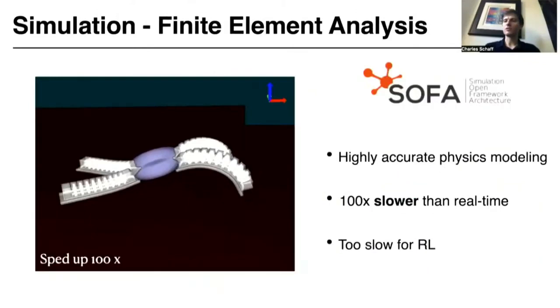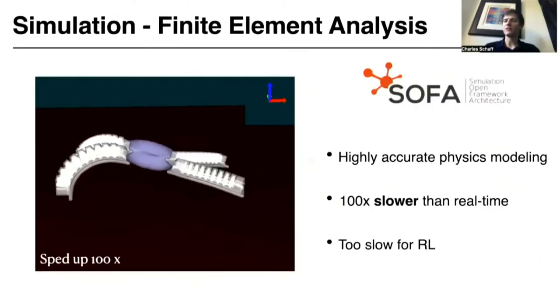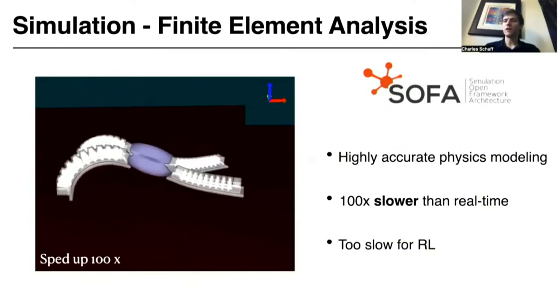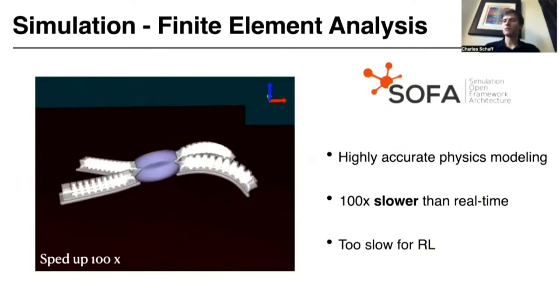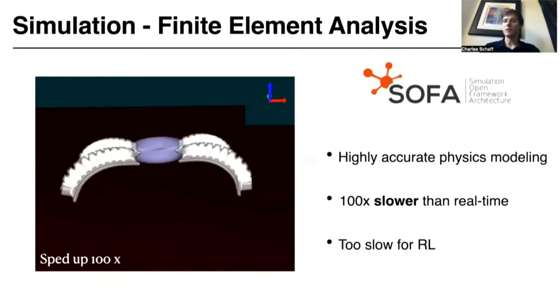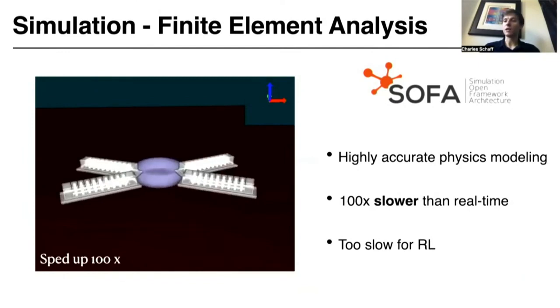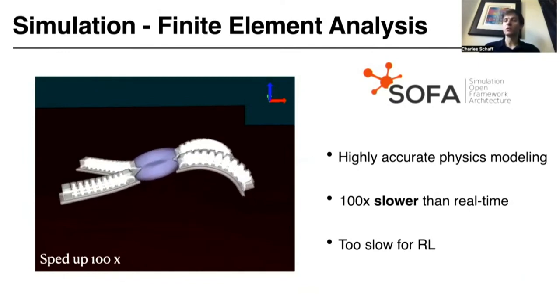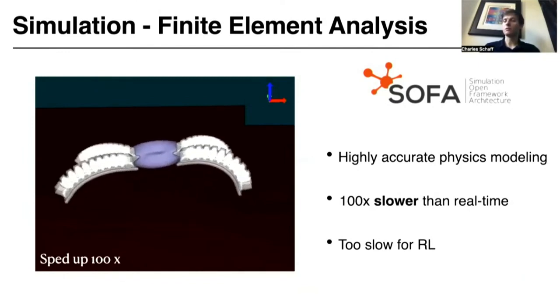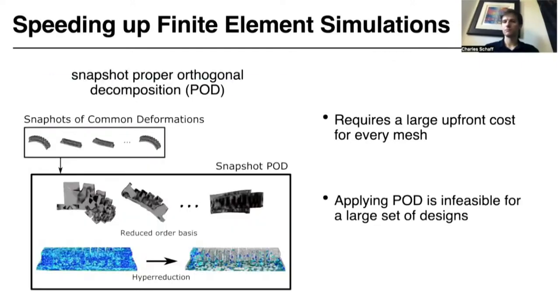With the goal of sim-to-real transfer in mind, we want to carry out this optimization within a highly accurate physics simulation. Finite element analysis provides the required accuracy, but at a large computational cost. For example, this simple quadruped scene runs 100 times slower than real time. This is way too slow for most reinforcement learning algorithms, which require millions of transitions to converge.